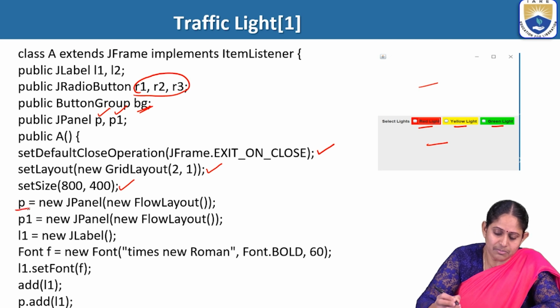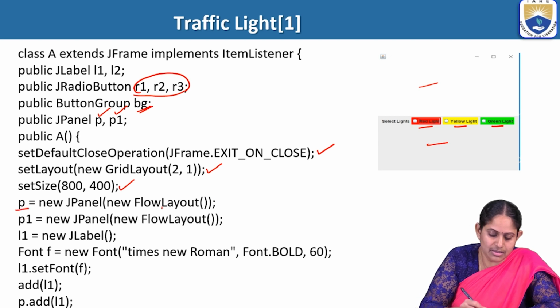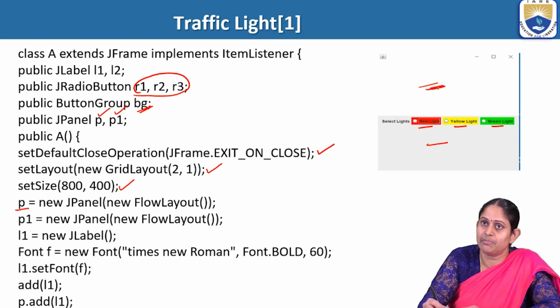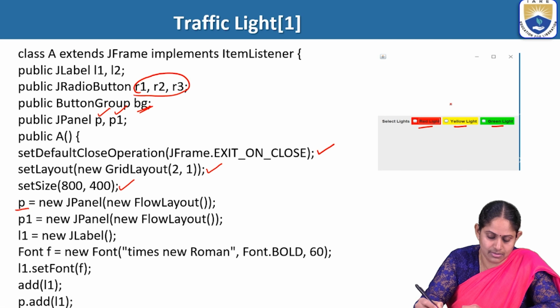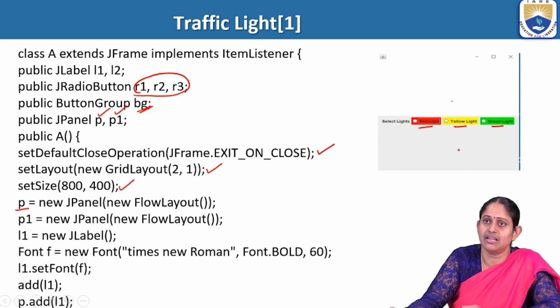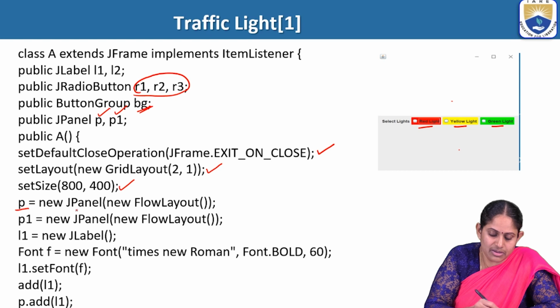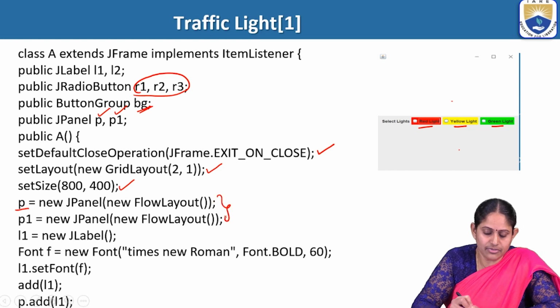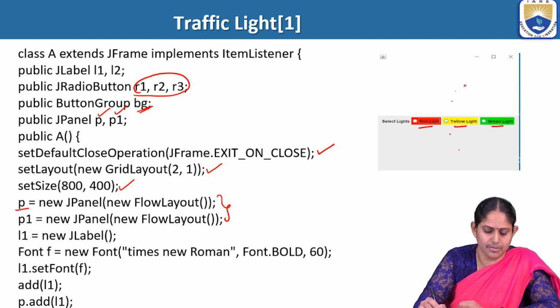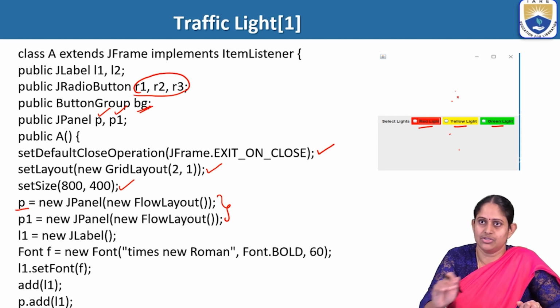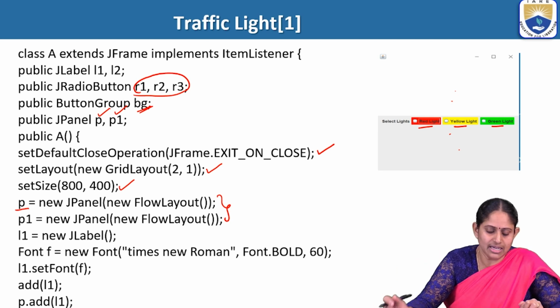Now P1 is the panel. P is the panel for placing the message, and P1 is the panel here. So this is panel P, and this is panel P1. Both panels are set in the flow layout manner, so that all the components placed on these two panels will be in a line.